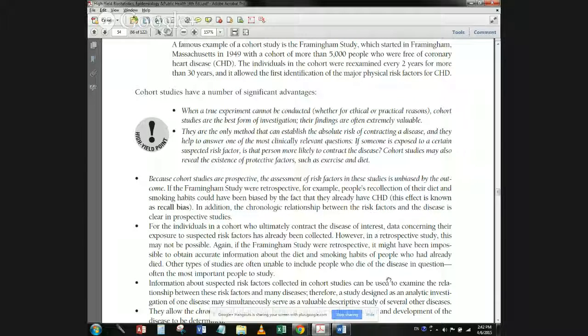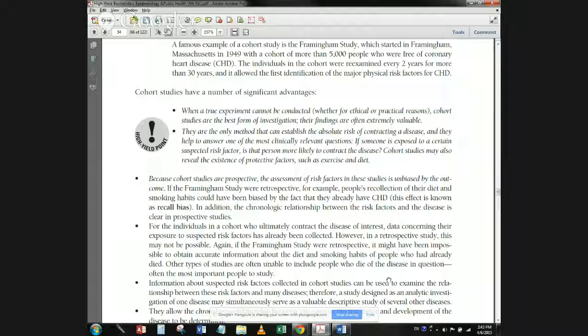Cohort studies have a number of significant advantages. The take home point here is that when a true experiment cannot be conducted, whether for ethical or practical reasons, cohort studies are the best form of investigation. Their findings are often extremely valuable. Also, the cohort studies are the only method that can establish an absolute risk of contracting a disease, and they help to answer one of the most clinically relevant questions. If someone is exposed to a certain suspected risk factor, is that person more likely to contract the disease? Cohort studies may also reveal the existence of protective factors such as exercise and diet.